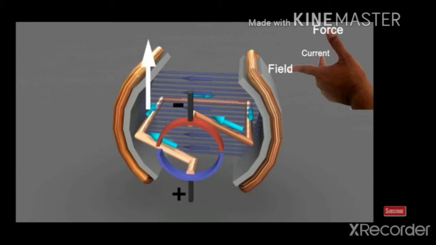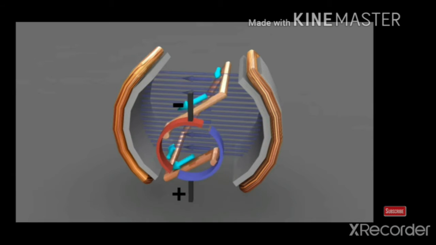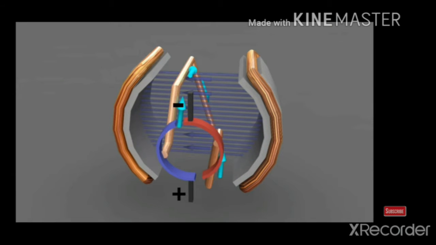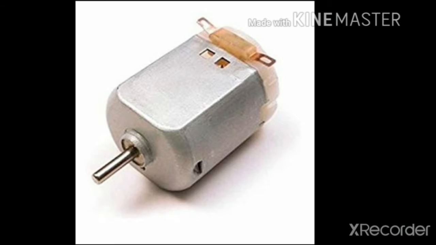The current generates force following Fleming's left hand rule. See how the winding is done. This is only for one winding. As such, many windings will be done. So you can see the force, how the motor is made to rotate. So this is about the motor.